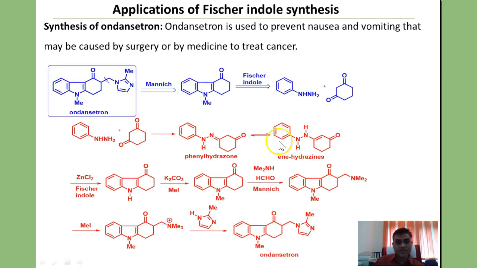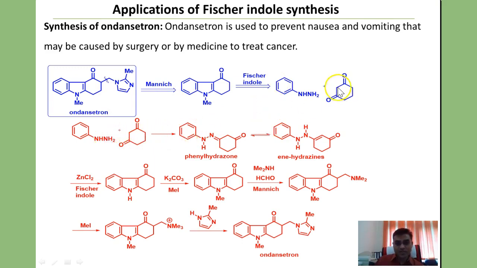Now let us see the applications of Fischer indole synthesis for the synthesis of some drug molecules. Ondansetron is a drug molecule to prevent nausea and vomiting during cancer therapy. If you look at the structure, it contains the indole moiety, and this indole moiety can be constructed with the help of Fischer indole synthesis. Moreover, here is a beta-aminoketone, and when it's a beta-aminoketone, we employ a Mannich reaction. So the ondansetron synthesis involves two important reactions as key steps: one is the Mannich reaction, and the second is the Fischer indole synthesis.